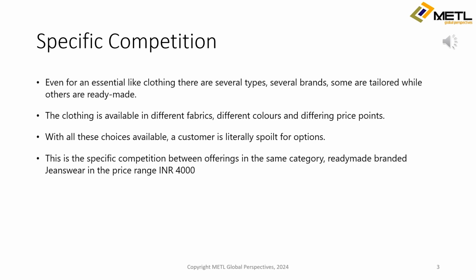Specific competition. Even for an essential like clothing, there are several types, several brands. Some are tailored while some are ready-made. The clothing is available in different fabrics, different colors, and differing price points. With all these choices available, a customer is literally spoiled for options. This is specific competition between offerings in the same category, ready-made, branded, jeanswear, in the price range of rupees 4,000. Now, if you are catering to that particular price range and to that particular segment, then this becomes a very specific competition to you. And how do you position your brand versus other brands that can be there?